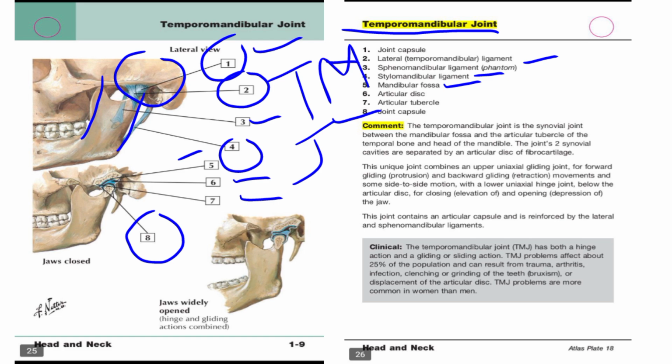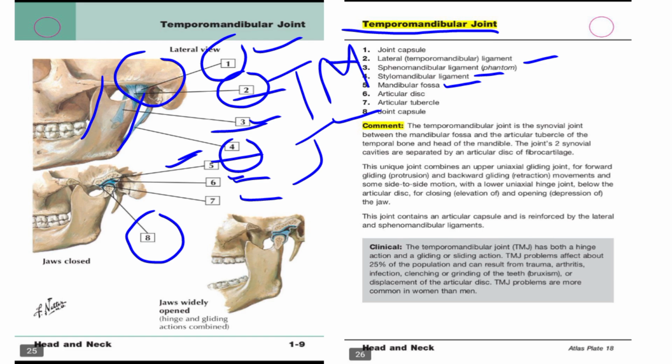Let's revise them. First, we have the joint capsule. Second is the lateral temporomandibular ligament. Third is the sphenomandibular ligament. Fourth, we have a ligament, the stylomandibular ligament. Fifth, we have a fossa, the mandibular fossa. It is present on the mandible.